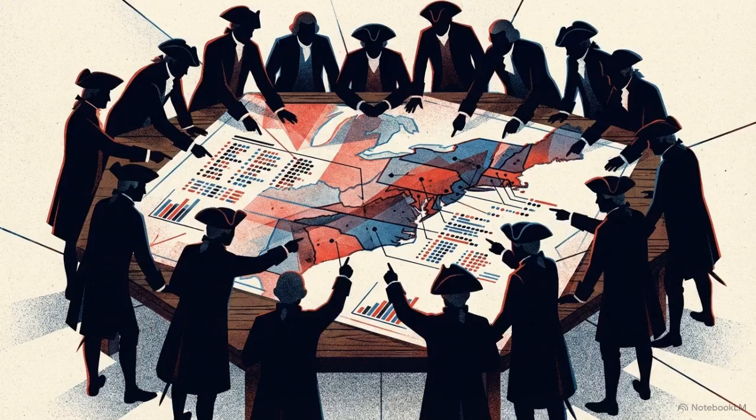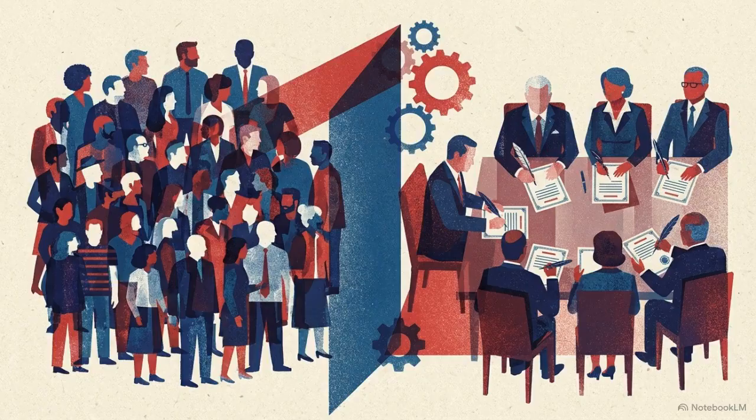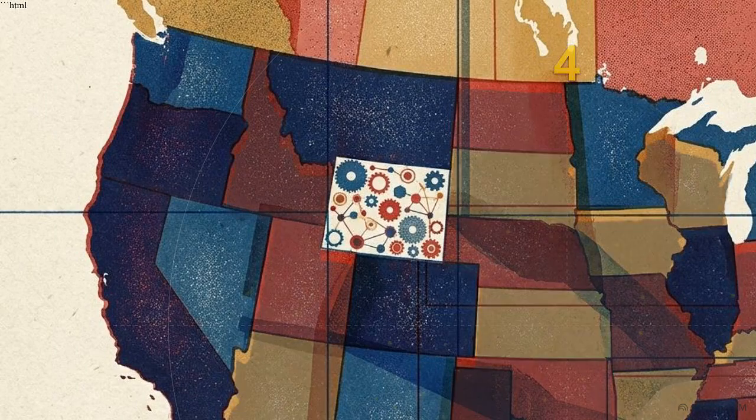votes. The architects of this system designed it as a buffer because they worried 18th century voters lacked the information to properly judge candidates from distant states. This middleman serves to insulate the final decision from direct public pressure. This map shows how that middleman works.